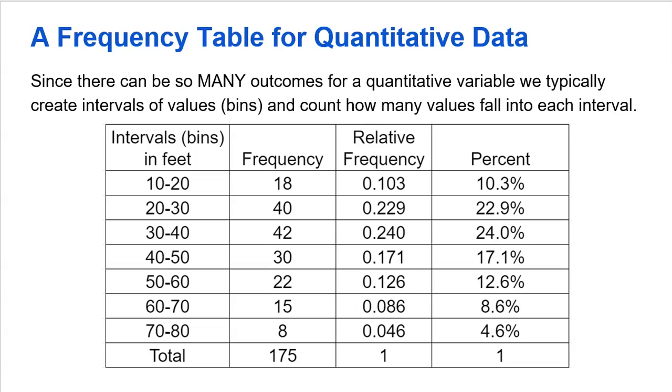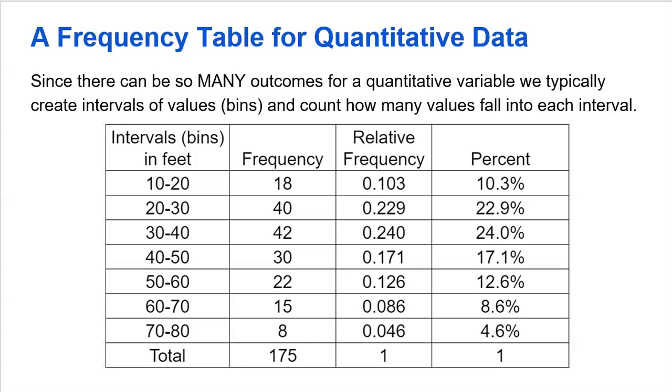So with categorical data, you say chocolate ice cream, 15 people liked it. Vanilla, 13. But when you're talking about a quantitative variable, there's a lot of outcomes. So we create intervals, or I like to call them bins. So for example, if we're looking at the height of a bunch of trees, we say, well, boy, there were 18 trees from 10 to 20 feet. So that means we create this bin, 10 to 20, and any tree that measured 10 to 20 feet tall fell into that bin. So again, frequency is a count. We counted 18 trees that fell into that height.